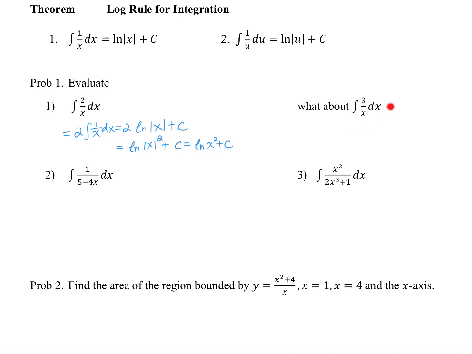Now, what about this one? Similarly, this is just move out the 3 and find the antiderivative of 1 over x, which is ln absolute value of x plus c. Now, if you want to rewrite the 3 as an exponent, you can. Question for you: are you able to remove the absolute value sign?